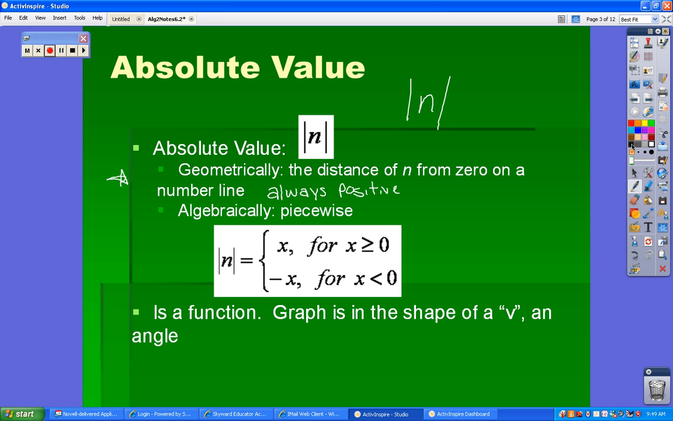This is what I think you will find a little confusing. The absolute value of x is going to be x if x is greater than or equal to 0, and it's going to be the opposite of x if x is less than 0. Basically what they're doing here is describing the graph to you. The absolute value graph has a vertex right here at 0, 0. It's going to split into two pieces.